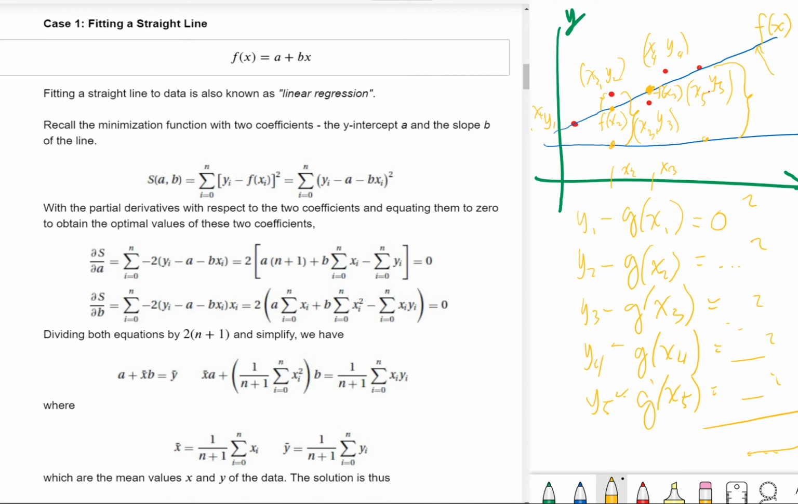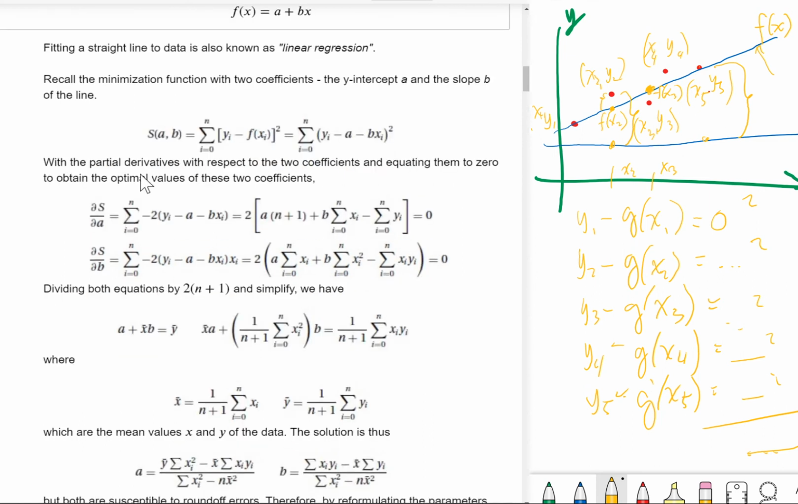So that's our goal. So we take the partial derivatives with respect to the two coefficients and equate them to 0 to obtain the optimal values of these two coefficients. So we have here the function, take the partial derivative in terms of a, and the other one is with respect to b. Then equate them to 0 because we know that if we equate the first order derivative to 0, we get the maxima and minima. In this case, we get the minima.